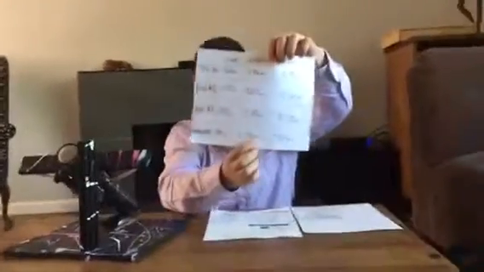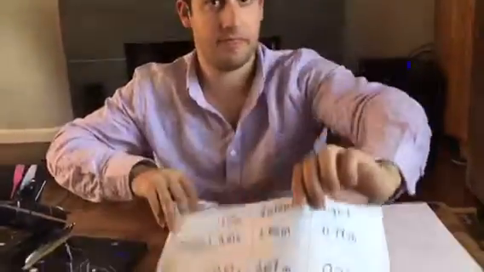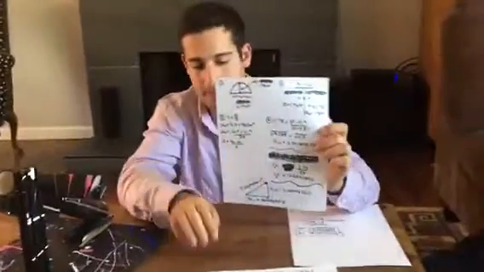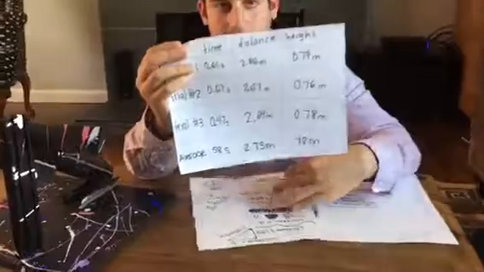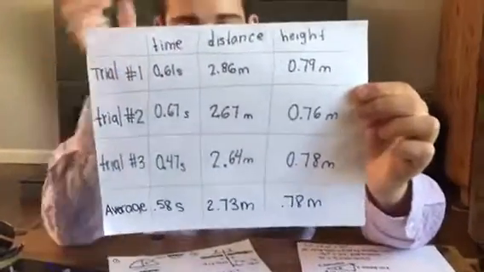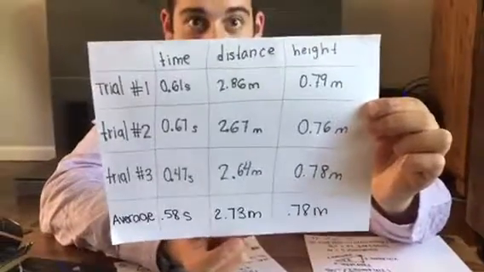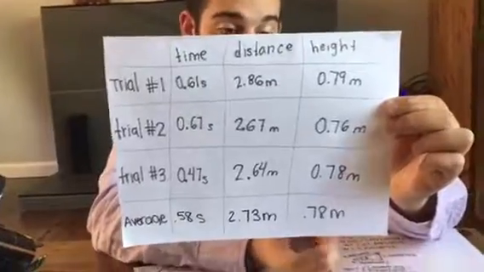After we did trials using our built apparatus, we took the average of the 3 trials that we did and redid our calculations in order to compare it to the calculations we did earlier using the measurements that were given. For the time it took for the ping pong ball to launch and hit the ground, we got an average of 0.58 seconds. The average horizontal distance that the ping pong ball went was 2.73 meters. The average distance due to acceleration was 0.78 meters.